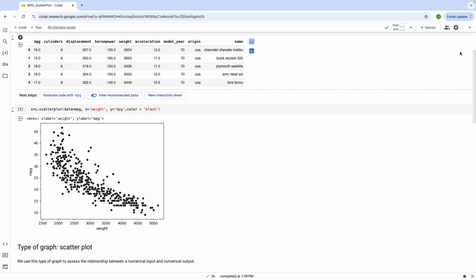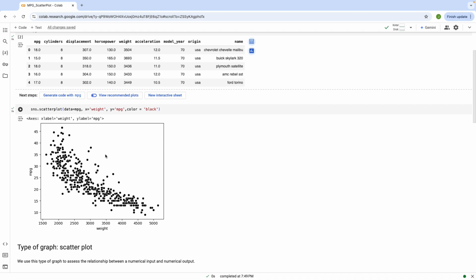Both of these variables are numeric. When you have a numeric input and a numeric output, you will typically assess that with a scatter plot. A scatter plot is nothing more than just a graph of the points. Each dot here represents an actual observation. So this observation right here, the car was a little under 2,500, maybe 2,400 in weight, and its MPG was just better than 35 miles per gallon.